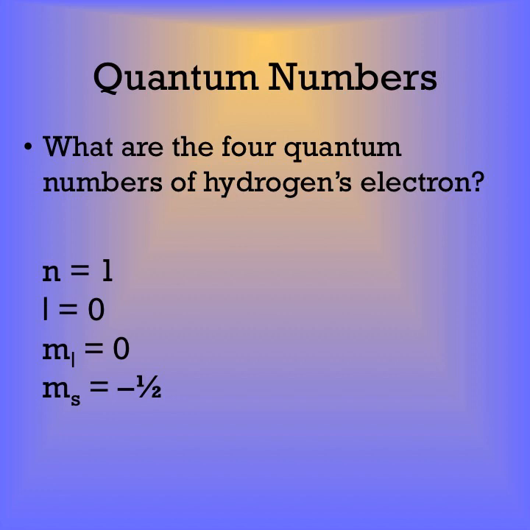When L equals 0, M sub L may also only be 0 because M sub L ranges from 0 negative to 0 positive. Again, no such thing, so it can only be 0. It's the first electron to be placed in this new orbital of this new pathway in the second energy level. So it will have a spin of negative 1/2.